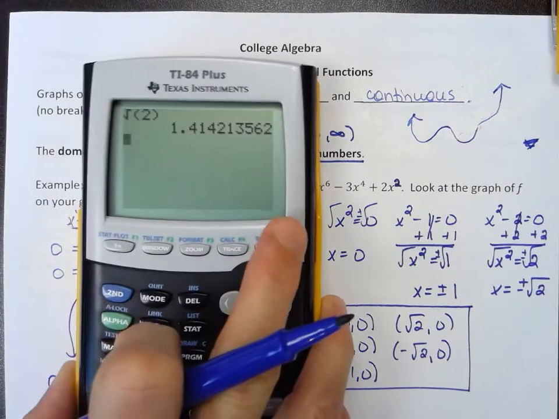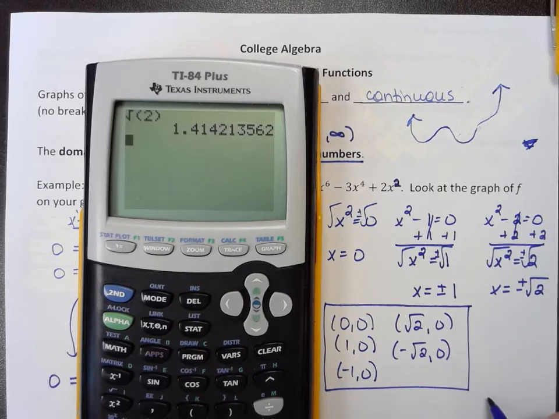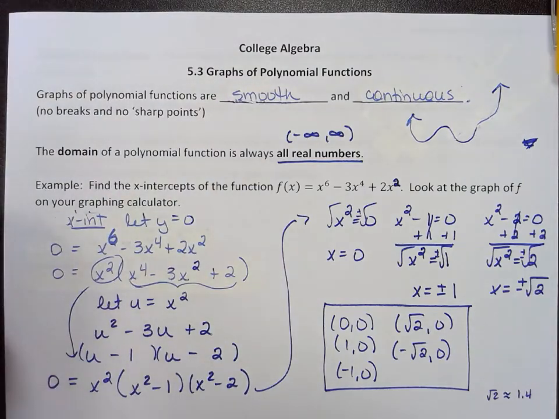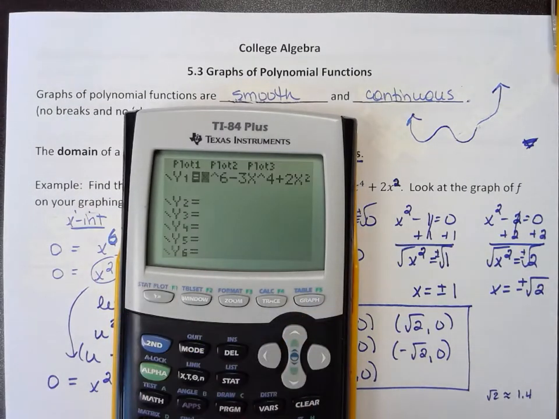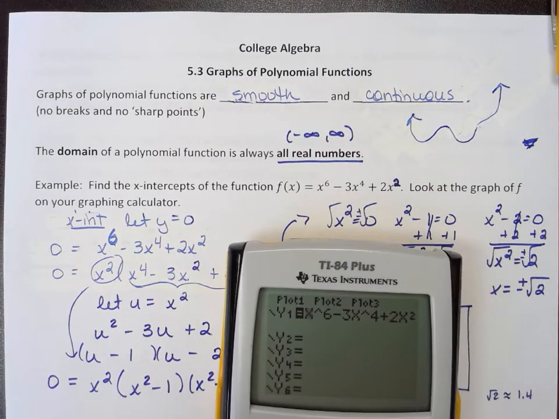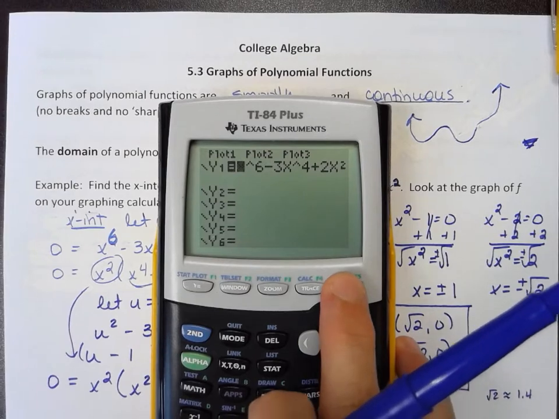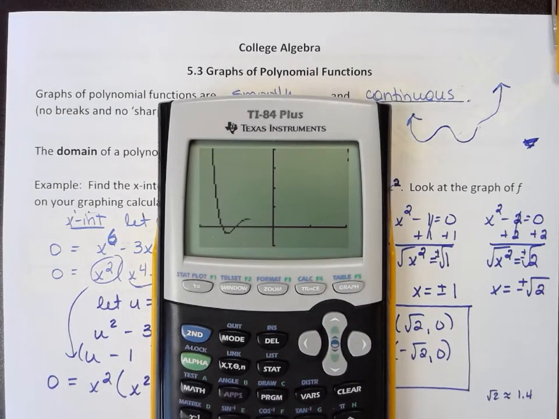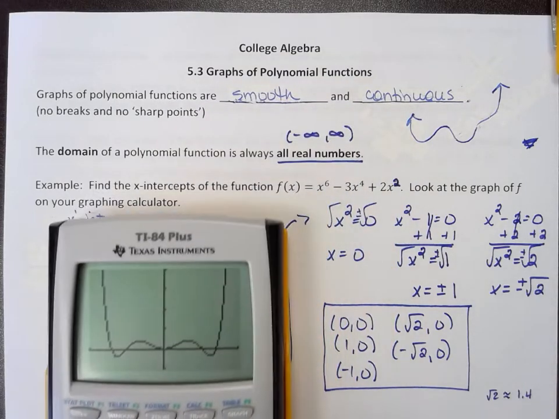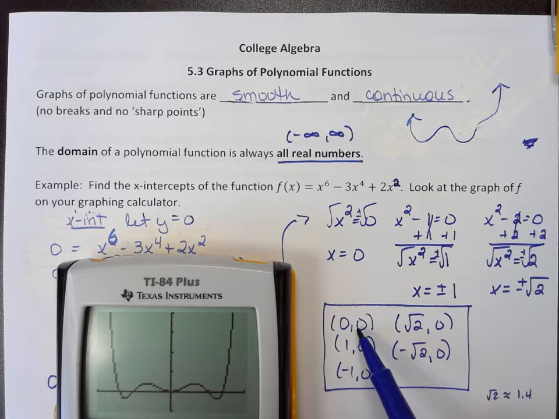I just want to get a general number for the square root of 2. Square root of 2 is approximately 1.4. So what I want to do now is graph this equation. So I went to y equals, typed in the equation, and now I'm going to hit graph. Well, crazy function. I did zoom in quite a bit so we could get a good picture of this one. So you can see it does cross at (0, 0), where it touches the x-axis there.